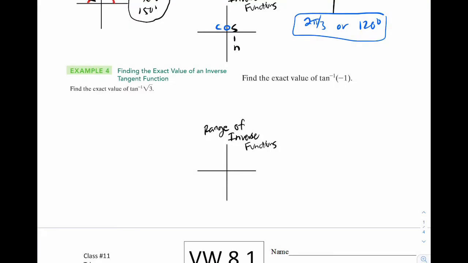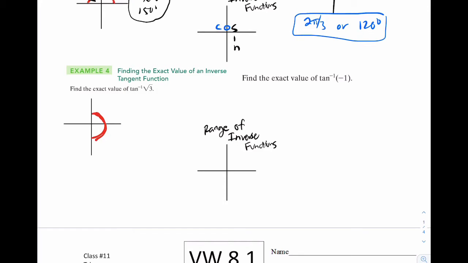Here's our last example. We're going to do tan inverse of root 3. So let's put our xy axis here. Now for tan, what's interesting is quadrants 1 and 2 actually would cover all positive and negative values of tan. However, it actually uses quadrants 1 and 4.